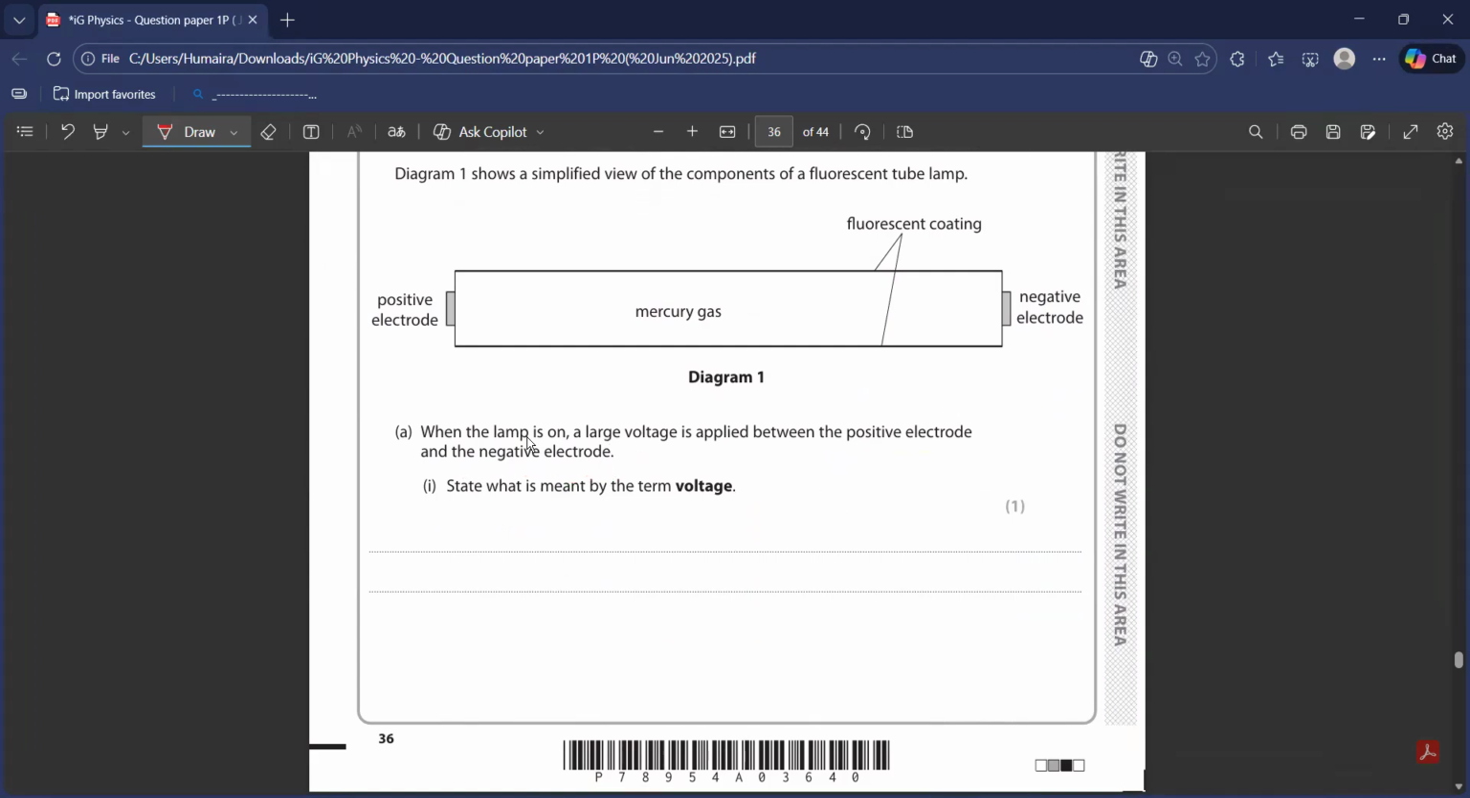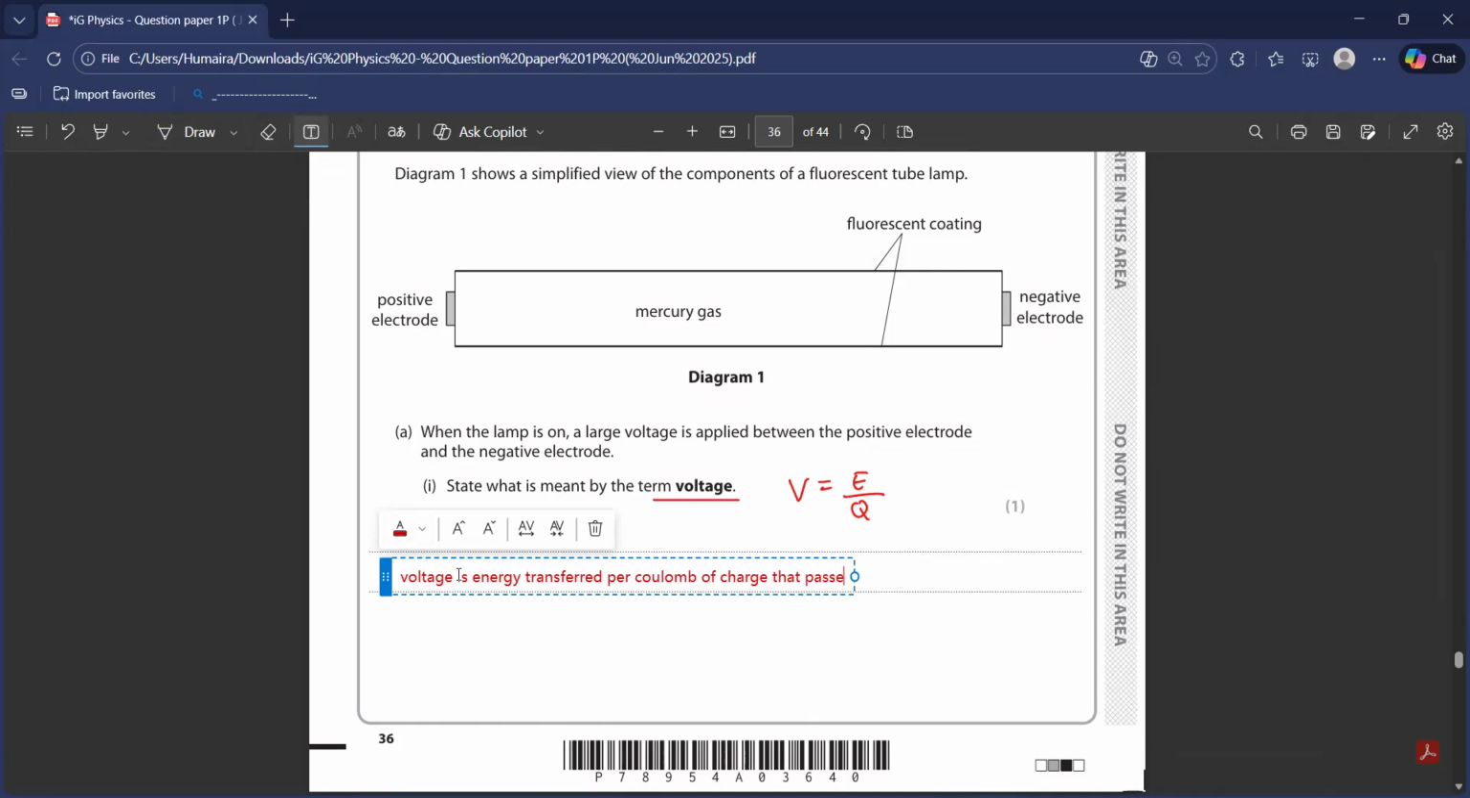State what is meant by the term voltage. Definitions you actually do not have to learn. If you know the formula, then you can make the definitions. We know that voltage is equal to energy transferred divided by charge. We can write that voltage is energy transferred. Divide means per, right? So per coulomb of charge that passes.